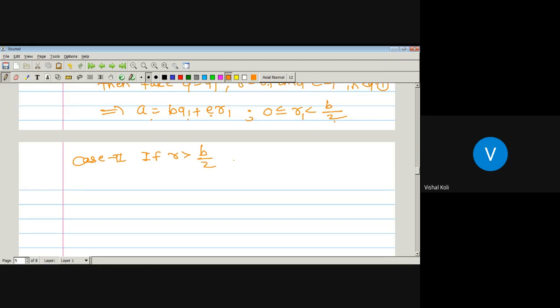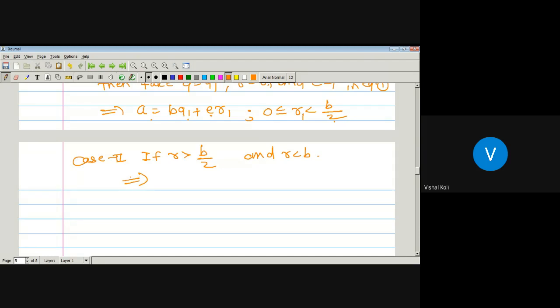Here we have to check the relation between R and B by 2. There are three possibilities: either R is greater than B by 2, R is less than B by 2, or R is equal to B by 2. So the second case will be R is greater than B by 2, which implies the difference between R is strictly greater than B by 2 and R is strictly less than B.